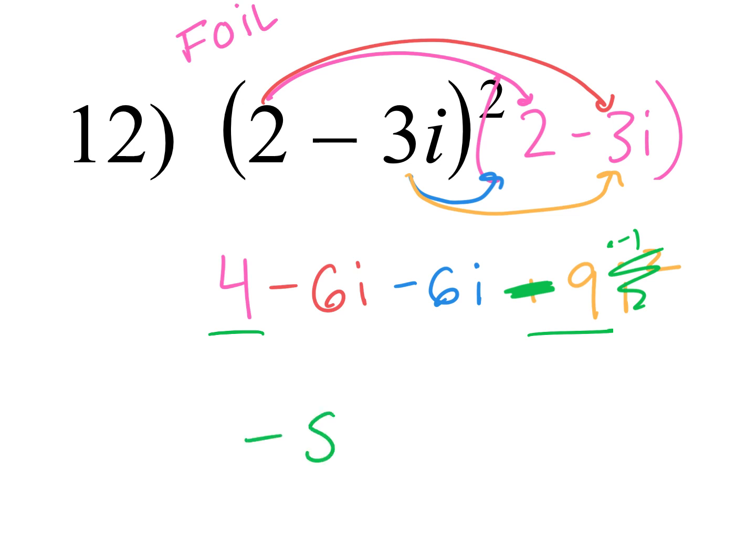What are my imaginary numbers? So what's negative 6i minus 6i? Negative 12i. Okay, so again, you won't have i squared in your answer.